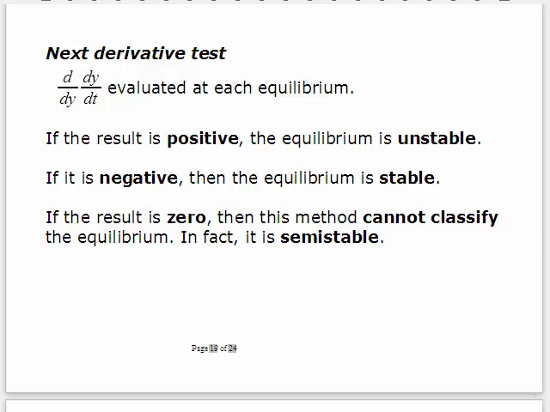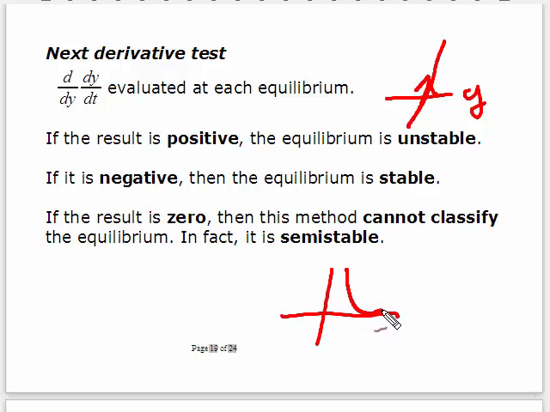Well, first here's a summary. If you take that next derivative, the derivative with respect to y of dy by dt, and you evaluate it at an equilibrium and the result is positive, that equilibrium is unstable because that curve is crossing from below the y-axis to above the y-axis, so that's a positive slope. If it's negative, then the equilibrium is stable, and if it's zero, then the method can't classify the equilibrium because it's semi-stable. You have a situation like this, or like this.